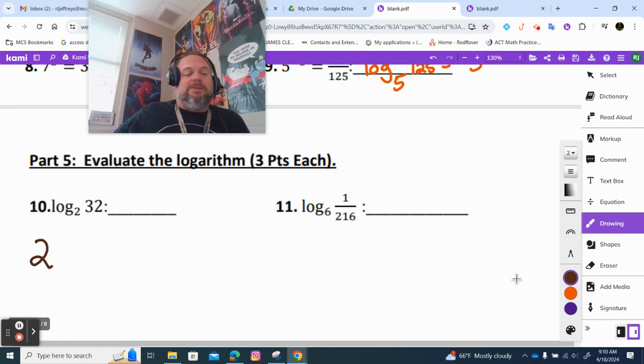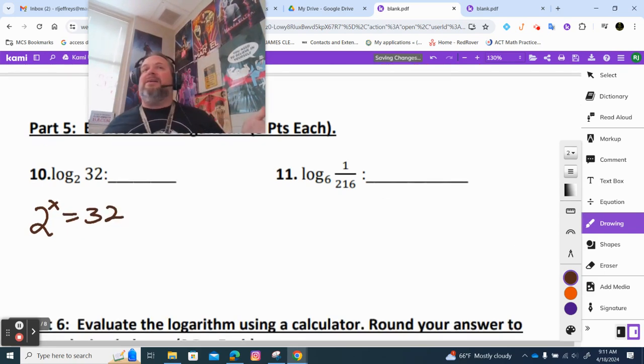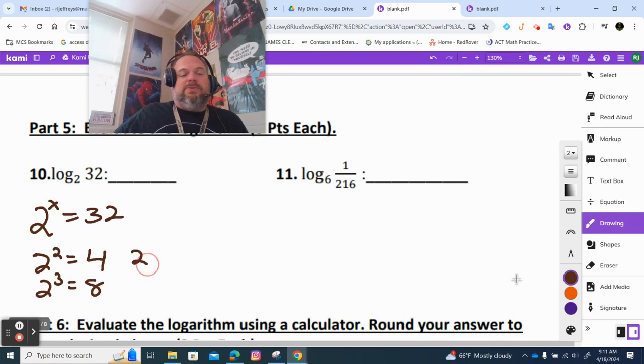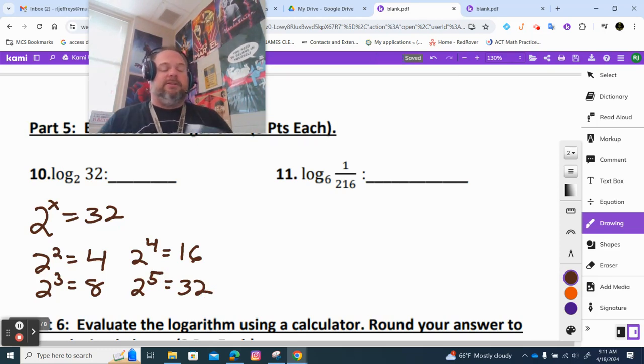So 2 to the x power, like 2 to what power is 32. All right. Again, I don't have a very good way to do this. I know 2 squared is 4. I know 2 to the third is 8.